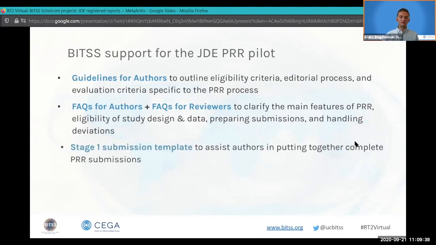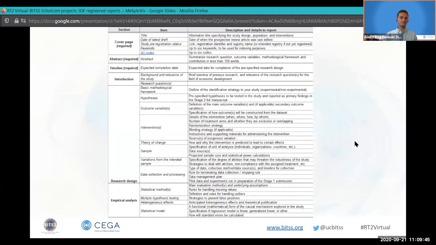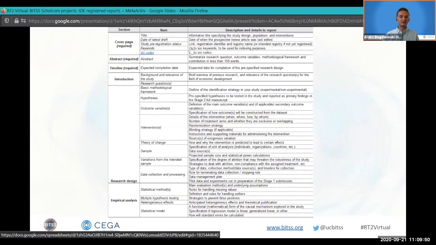And we also developed what we called a stage 1 submission template, which contains a bunch of pointers and questions, which by answering, authors can come up with a full stage 1 submission. So this is not the actual template. This is just a reporting checklist included within the template. But you can see there are some of the formatting requirements dictated by the journal. There are questions about the introduction, so making sure that the research question has merit.